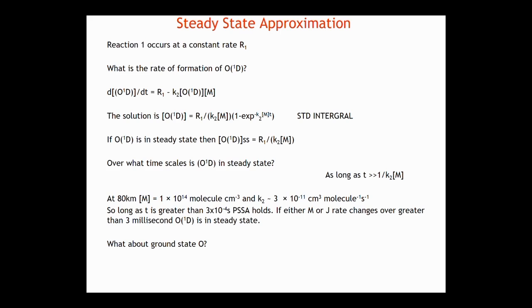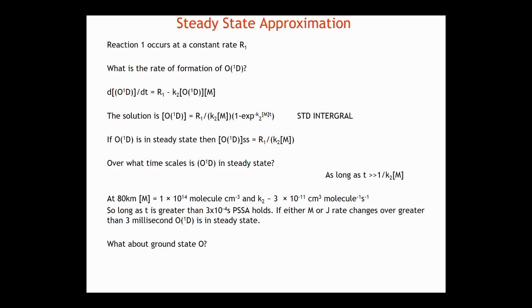Does that make sense? Essentially, we want something where the exponential of minus k2mt is bigger than zero, significantly bigger than zero. Under that circumstance, we're not in steady state because we've got decay. But if that exponential can be approximated to zero, then the solution to O sigma d equals all of that horrible standard integral is just R1 over K2M. So, as long as T is much bigger than 1 over K2M, then we're in steady state.